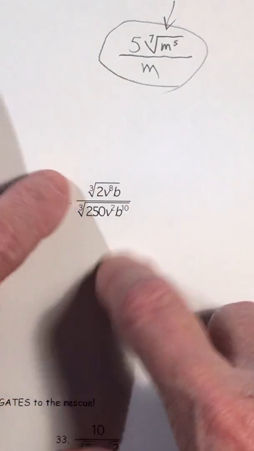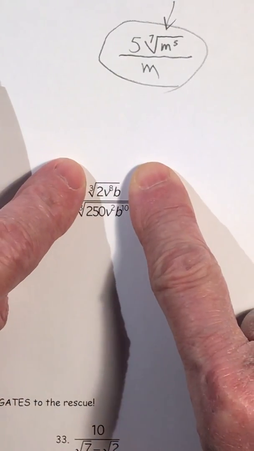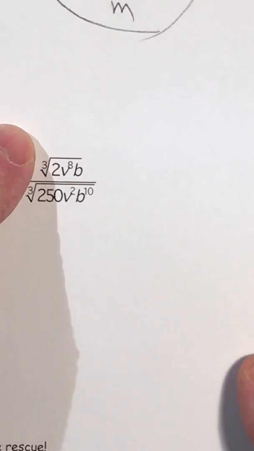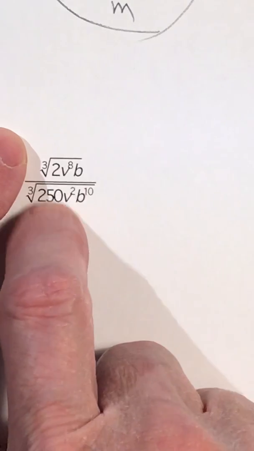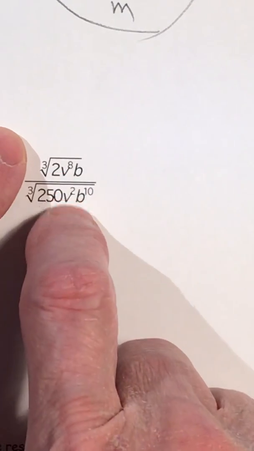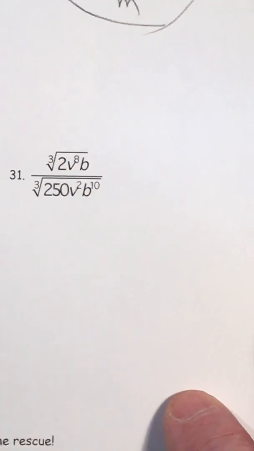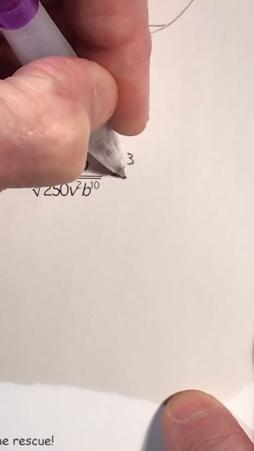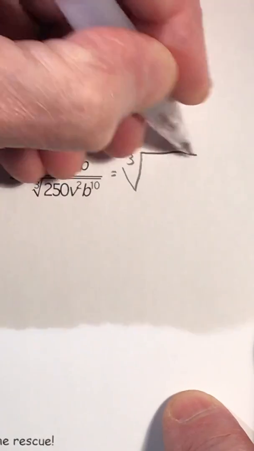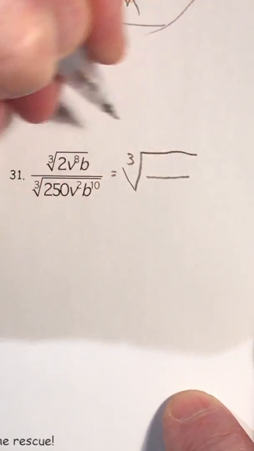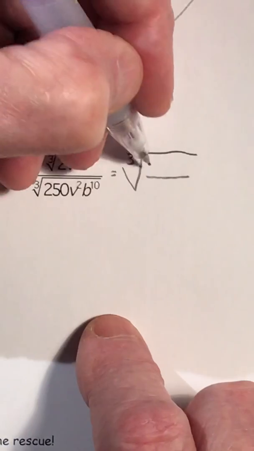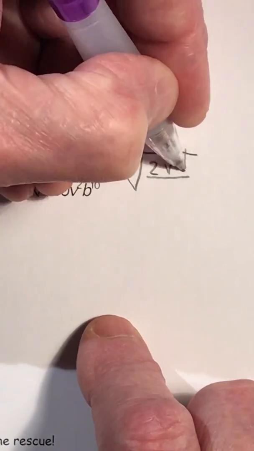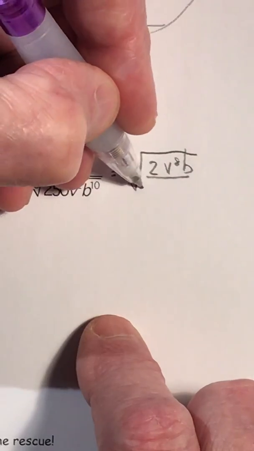If we eyeball this, think of putting this under one radical sign. Would it reduce? Yes, because you got 2 and 250. You could divide those both by 2. You got powers of v, powers of b. So let's try that approach. I'm going to first rewrite it as a single fraction under a single cube root radical. Nice and neat, Mr. Dane.